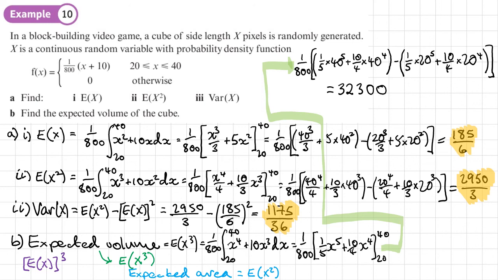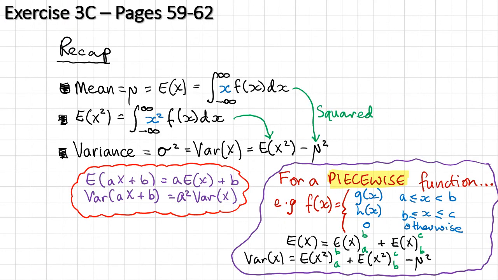So no units are given. I suppose it would be cubic pixels, but the thing is, it's a 2D image on a screen, so we'll just leave it like that, 32,300. So you should now be able to do exercise 3C on pages 59 to 62 of the textbook. There's some recap stuff here, and also information about a piecewise function with my made up notation. Hopefully that makes sense to you.